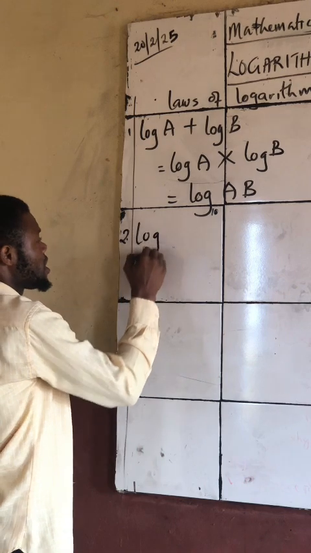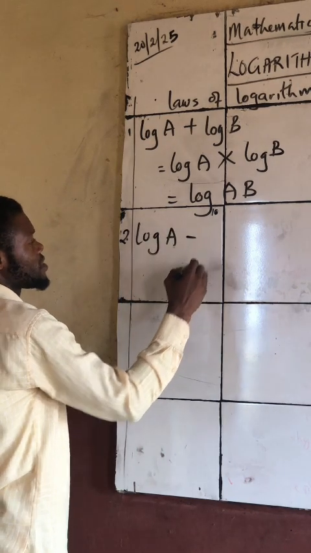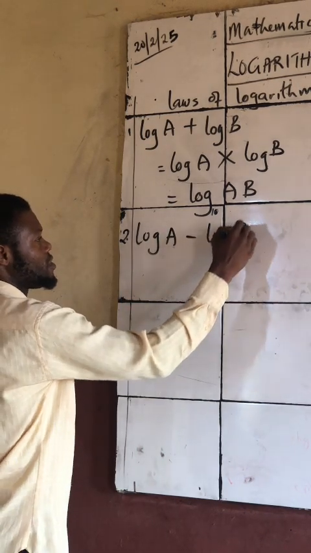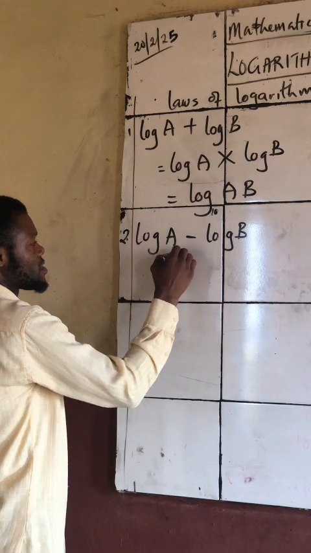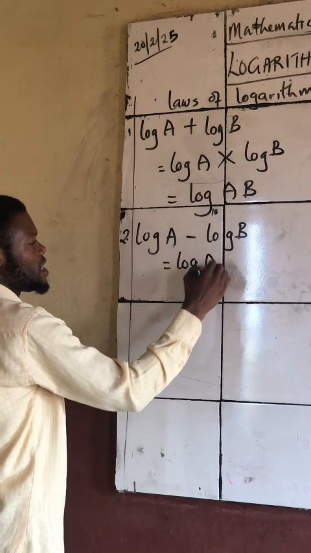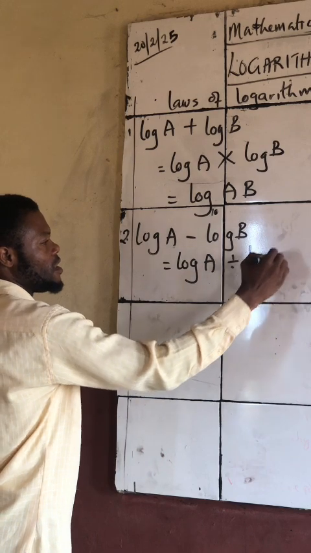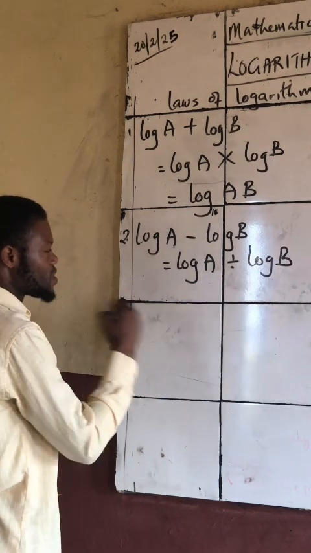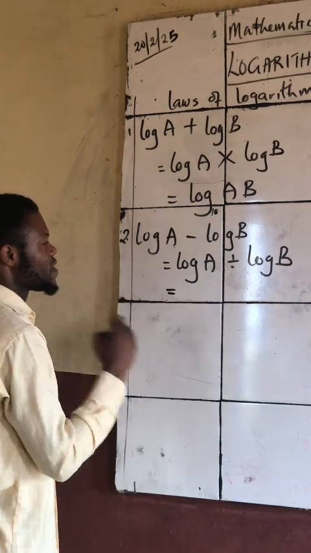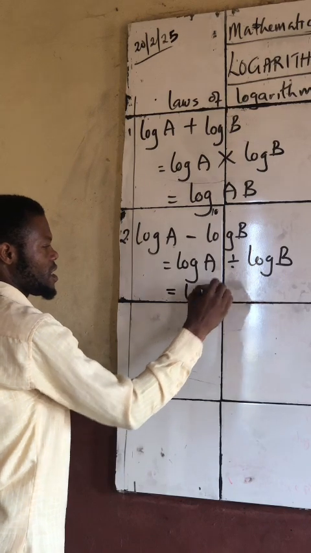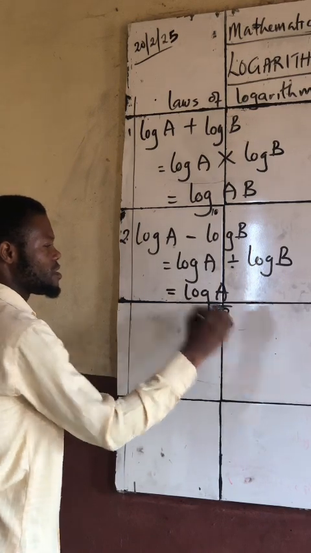Same thing applicable to log A minus log B. Then you have it as log A divided by B, that is, the minus changes to division.